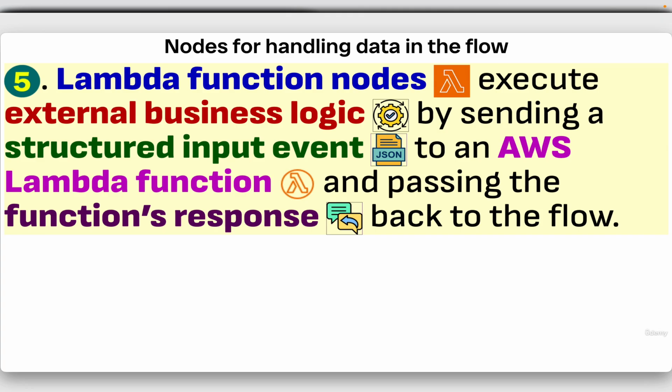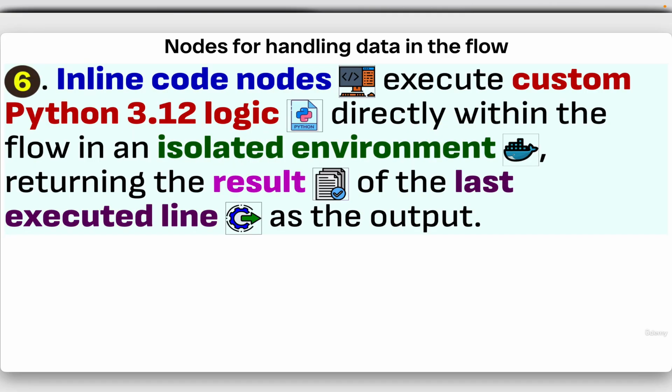Lambda function nodes execute external business logic by sending a structured input event to an AWS Lambda function and passing the function's response back to the flow. Inline code nodes execute custom Python 3.12 logic directly within the flow in an isolated environment, returning the result of the last executed line as the output.